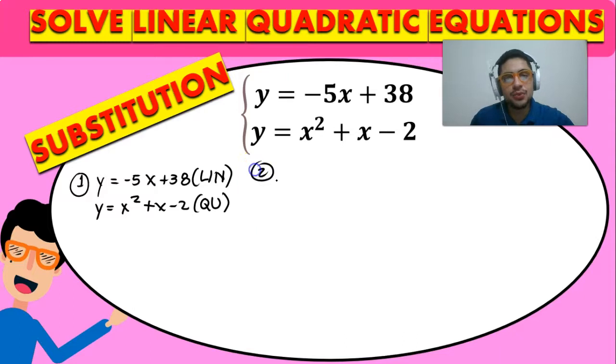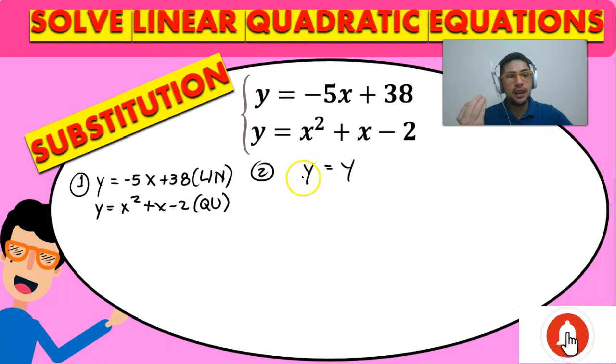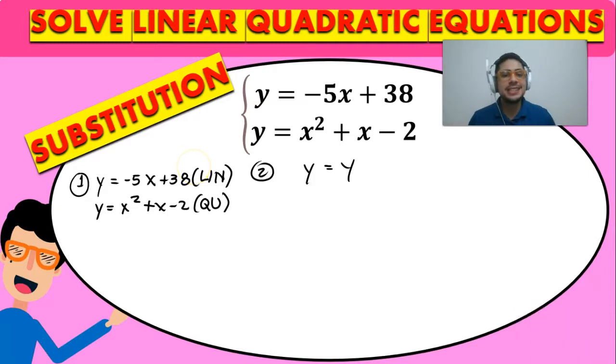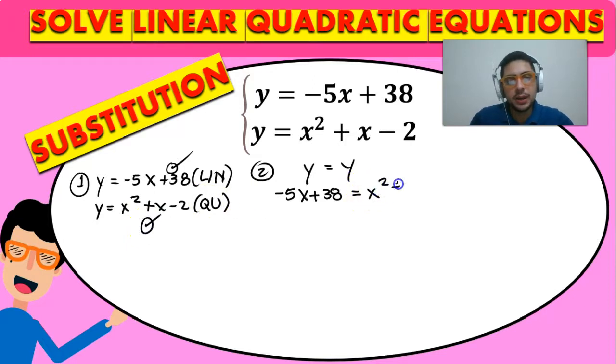Now, in the second step, you remember that you have to equal y equals y. You're going to put whatever value you got of y in the linear one, equaling whatever value you had of y in the second one, the quadratic one. Remember that this is the substitution method. So you're going to substitute the value of y for whatever you got when you isolated it. In the first one, we substitute minus 5x plus 38, and in the second one, x squared plus x minus 2, which was already given to us in the first place.